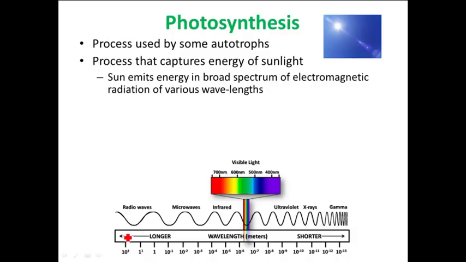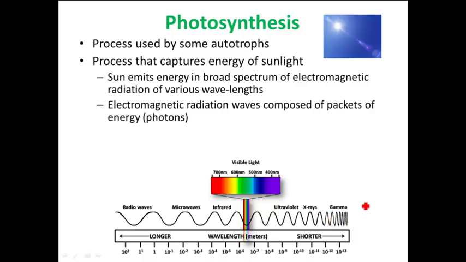Okay, and that's what is shown here. So this is the electromagnetic spectrum. Okay, there's short waves and there are long waves. Okay, most of these we can't see. We can only see these ones here that are in the visible light spectrum. Okay. So the energy moves in waves, but is also composed of photons.